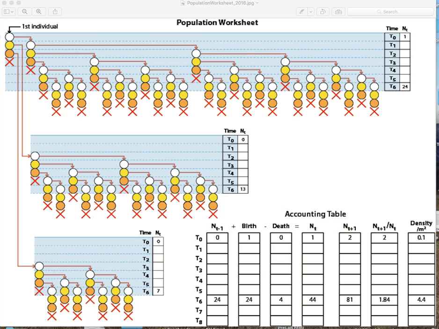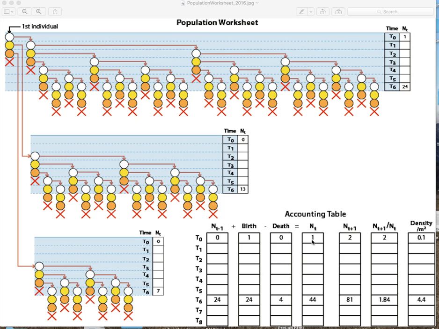That birth is indicated by this white circle here. It could be spontaneous generation, or however you want to imagine a birth happens, but we just have a starting individual. We're just going to call that a birth for now. And again, at T0, we had no deaths. We go through all of our charts here. We have no deaths at T0, and so our population size at T0 was 1. So this number should match that number right there.